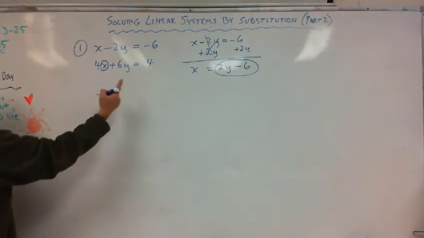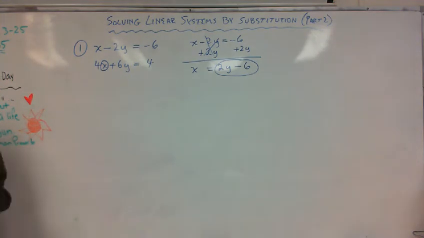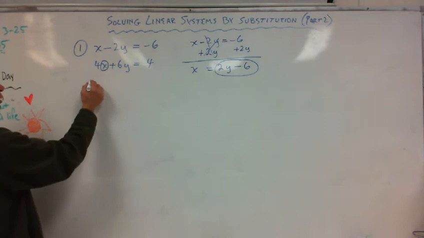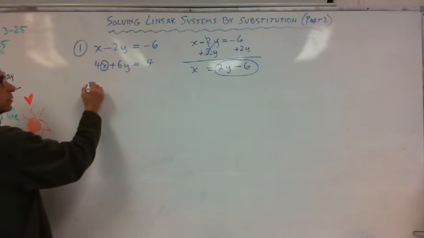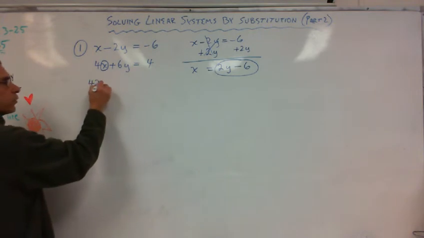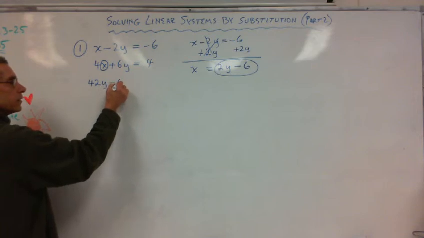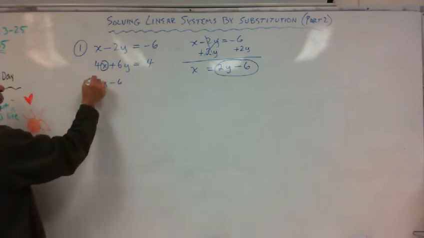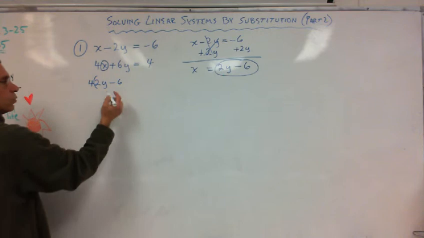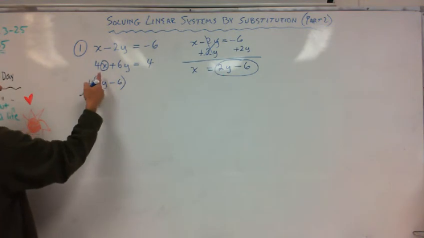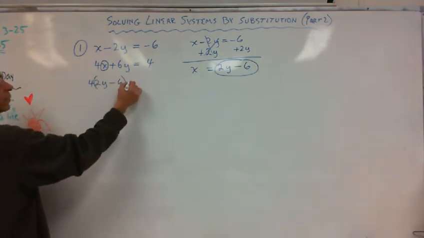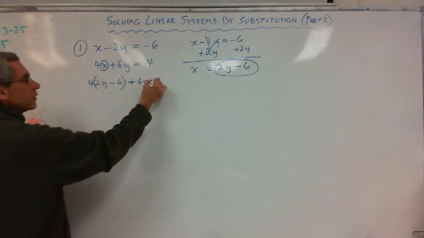So now I'm going to put that in, but I have to use parentheses when I do this, right? Is that clear? Because you're going to be using the distributive property. You can't just put 4 2y minus 6, because that would look like 42y minus 6. That's not right. You got to put parentheses. It's 4 times the x, 4 times the 2y minus 6, right? So that's going in there. And then plus 6y is equal to 4.